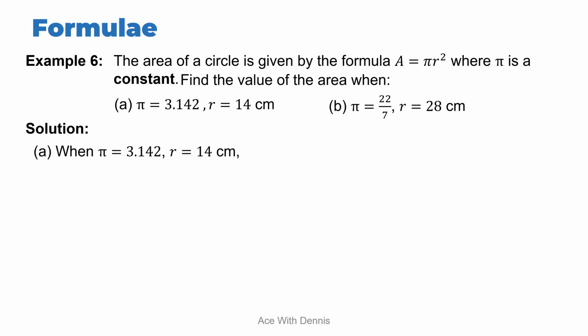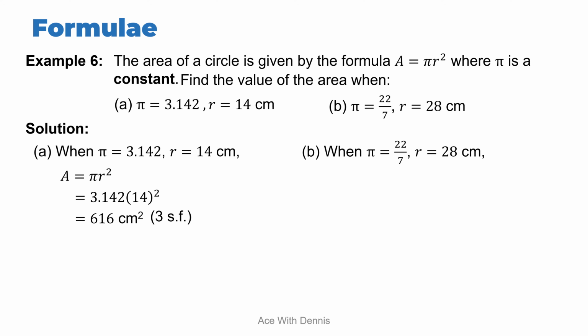So here's the solution. For A, when pi is 3.142 and r is 14 cm, then the area equals pi r squared, which is 3.142 times 14 squared, and the value is 616 cm square, rounded to 3 significant figures. For B, when pi equals 22 over 7 and r equals 28 cm, the area will be pi r squared, which is 22 over 7 times 28 squared, and the value of the area is 2,464 centimeters square.